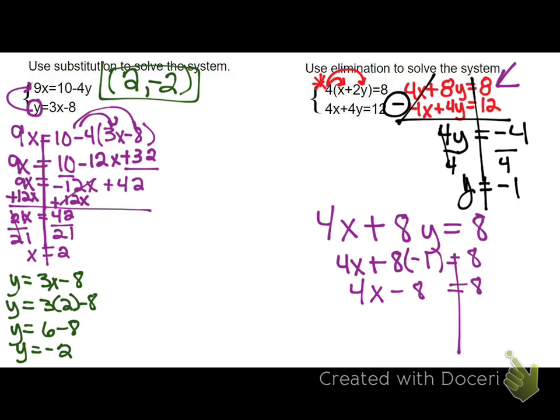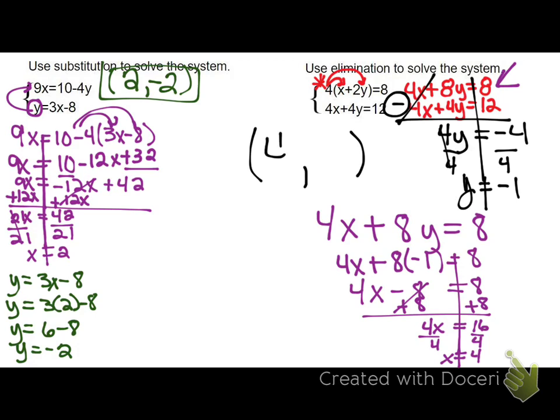Ben, now what are you going to do? Plus 8. Emily, now what? You add 8, which equals 16. Then next, divide by 4, which equals 4. Okay. My solution is 4, negative 1. Yeah, negative 1, not 8. Perfect.